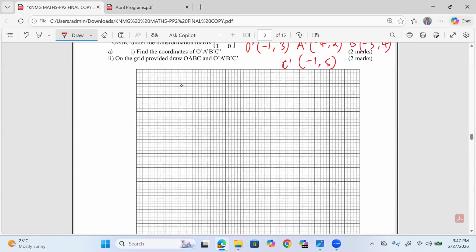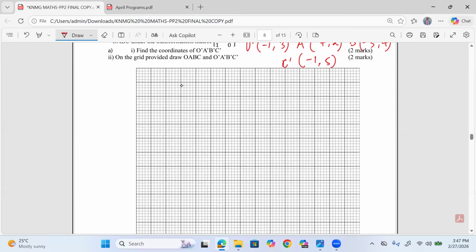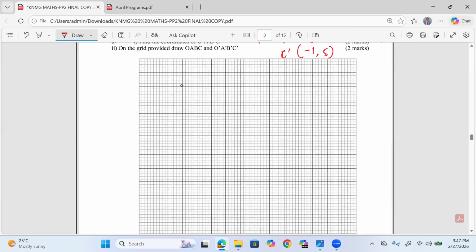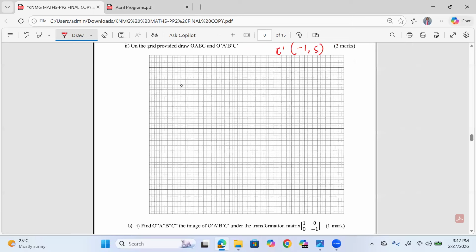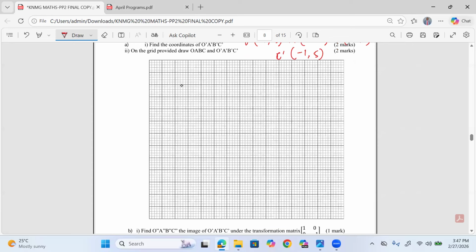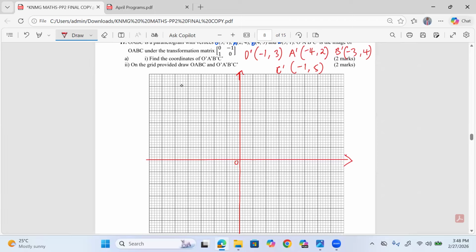Now look at the question in part A. We are told to draw both OABC and the image on the grid that has been provided. So allow me first to come up with the axis, the vertical axis. And then we also come up with a horizontal axis and we plot the coordinates. Then join them to come up with our figures.